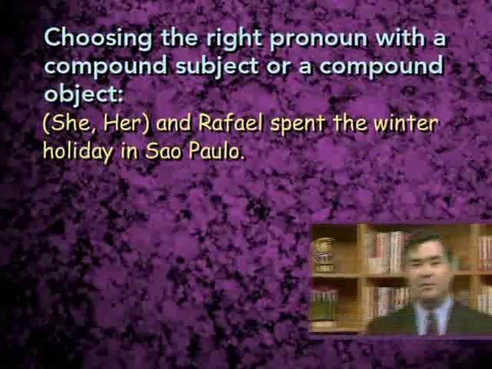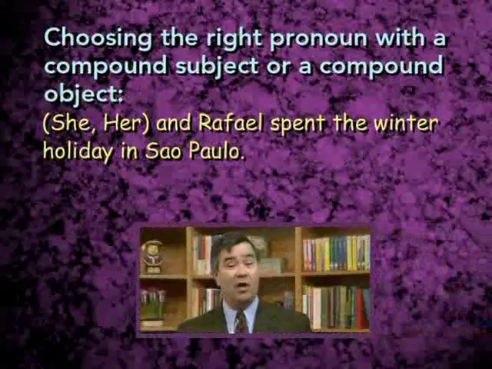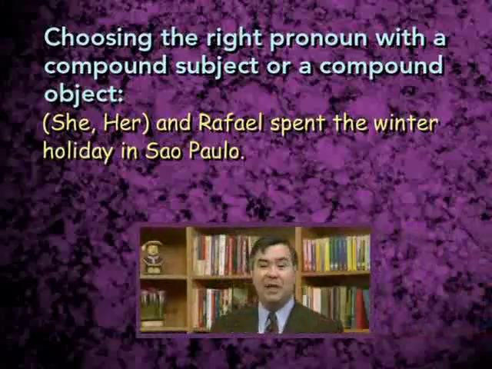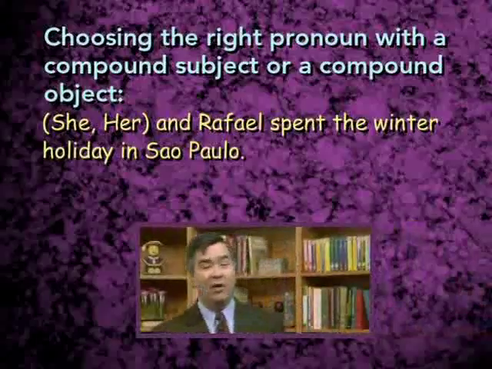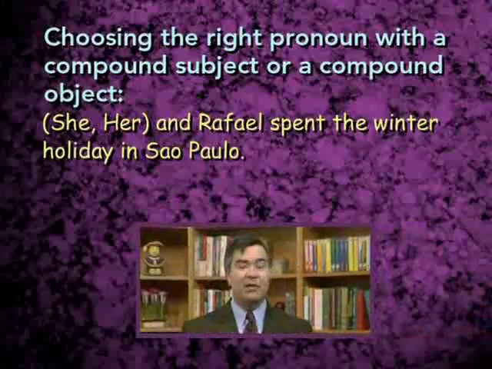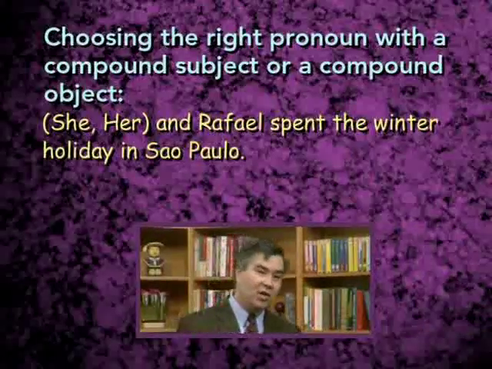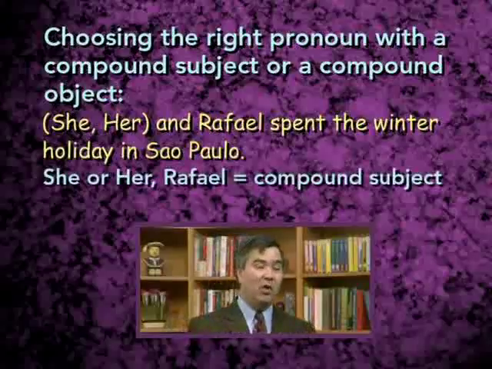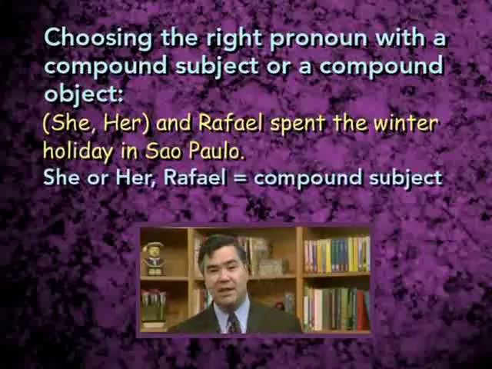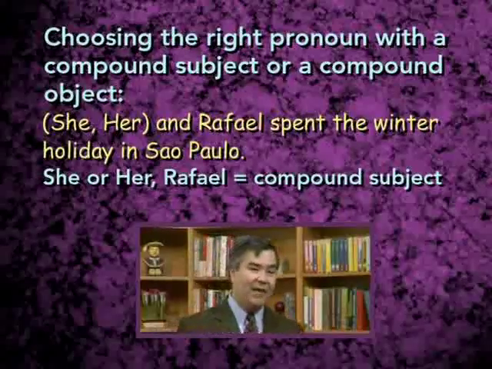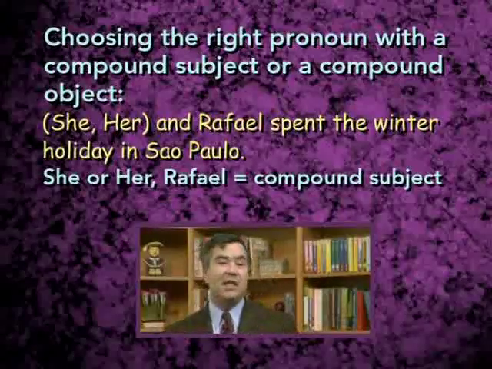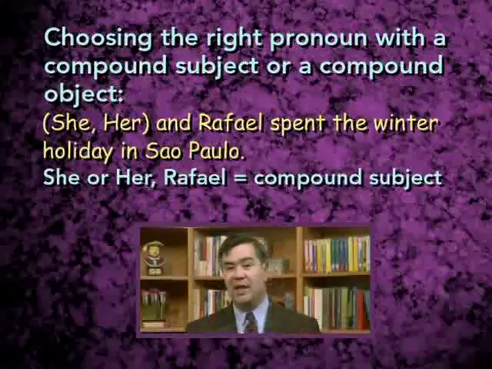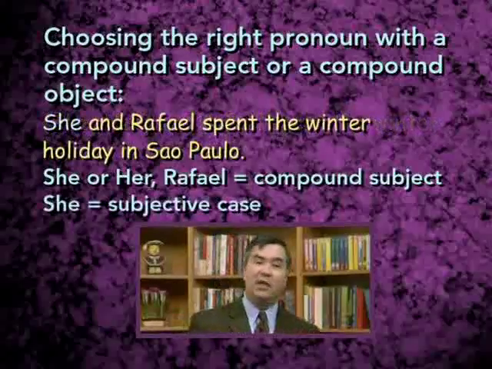Here's an example. "She or her and Raphael spent the winter holiday in Sao Paulo." Here we have a compound subject of the sentence. There are two people who spent the winter holiday in Sao Paulo. "She or her" is one of the subjects. Raphael is the other. Since we have a compound subject, the pronoun should be in the subjective case. Therefore, "she" would be correct.